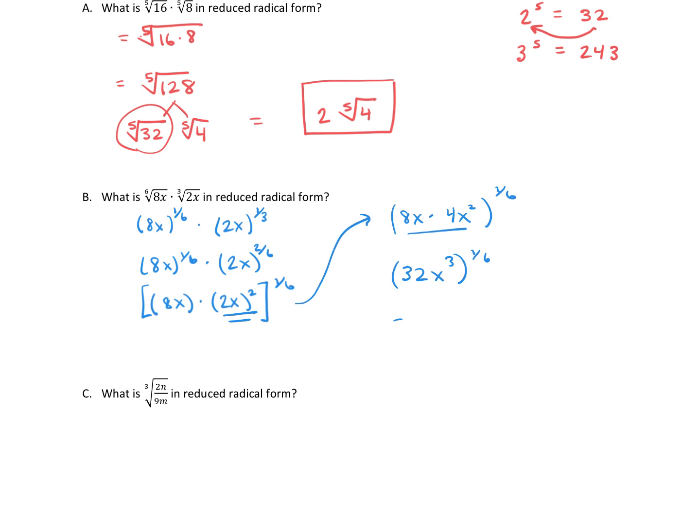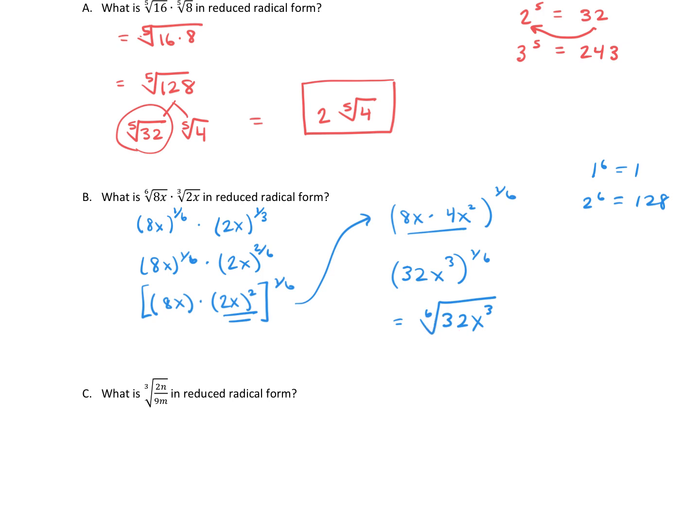And then we can put that back into radical form. That's the sixth root of 32x to the third power. Can we do any reducing with this? So because it's the sixth root, 1 to the 6th power is 1. 2 to the 6th power is 128. So we're just getting numbers too big. So we can't simplify a 6th root of 32.